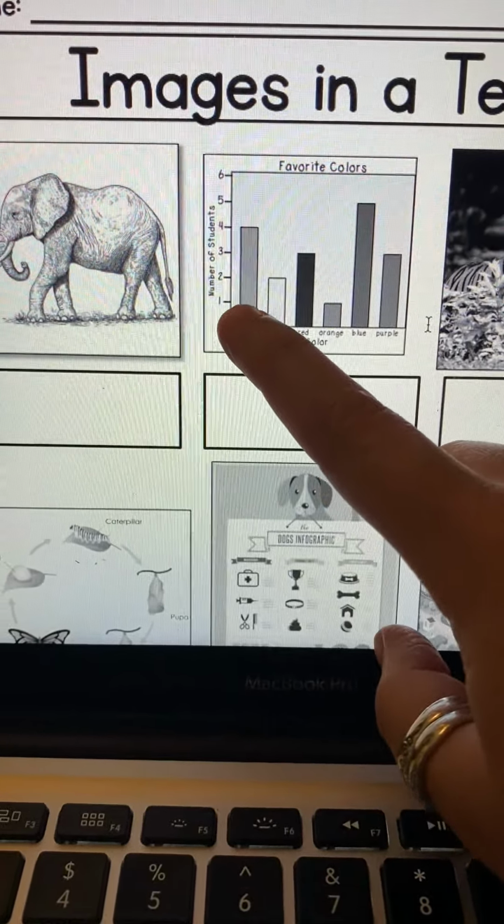The next one is an infographic. So this is kind of like a fun picture. So this is called the dog's infographic, and it has pictures of like their medicine, what kind of medicines they want, maybe a trophy showing what kind of top dogs there are, different types of food they have.